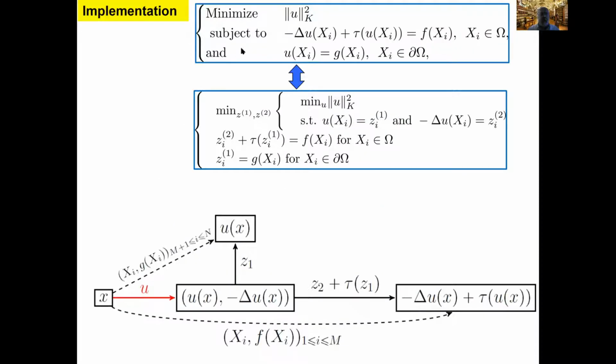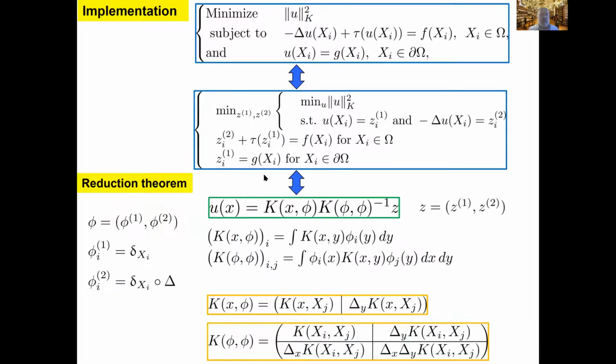Now, for the practical implementation of this method, this infinite dimensional variational problem can be reduced to a finite dimensional one by introducing the slack variable z corresponding to the values of u and of its Laplacian at the collocation points, and then minimizing over u before minimizing over z. Note that the slack variables z are the intermediate variables appearing in the computational graph.